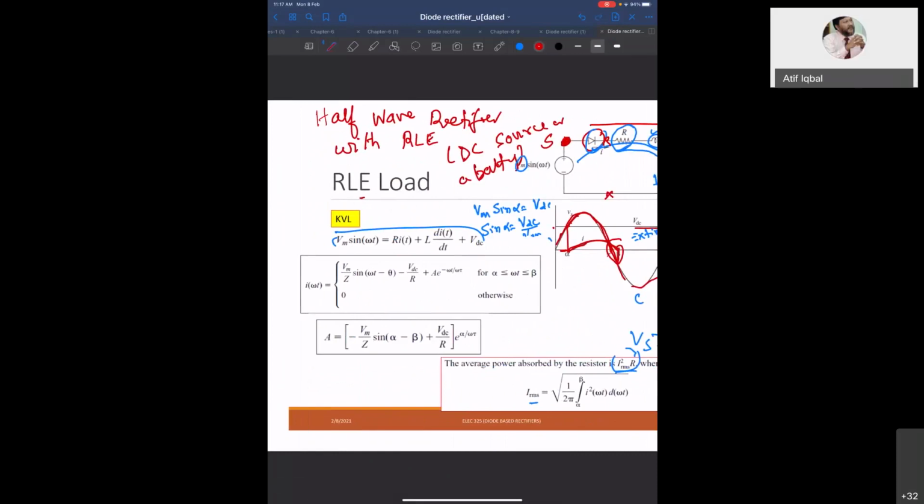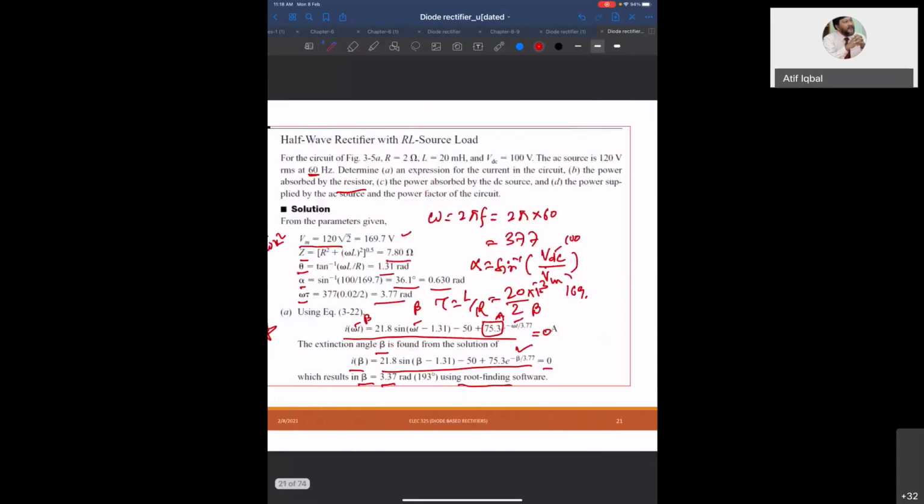I don't know how they calculated. You have to check how they calculated, and I don't know, because I have not solved the problem. Let me check in the book. Yeah, maybe, I don't know. They said that this is equation number 3.22. Okay, this is equation number 3.22. I don't know how they have solved this, but this is the solution. Please try at your end.